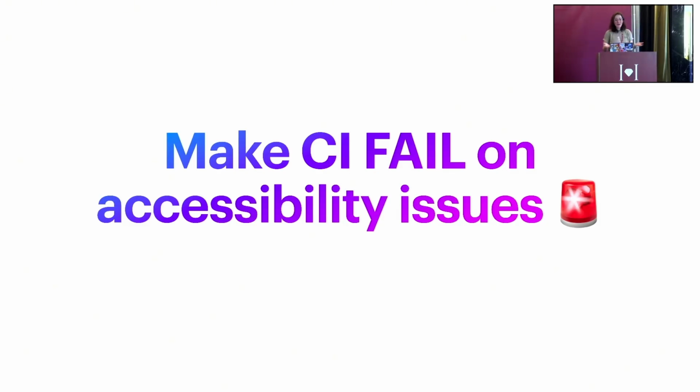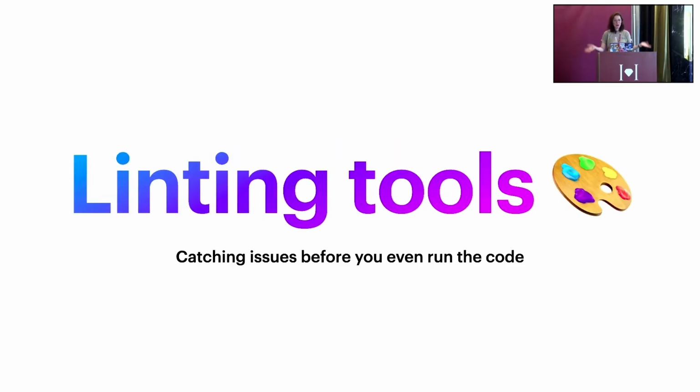So let's start going through the tools that we have in the Ruby ecosystem. There are a few tools that we can use to make our pipelines fail and stop committing inaccessible code. So what about linting tools? Before you even run the code, it's the earliest place where we can catch accessibility issues. You can set them in a way that you won't even be able to commit.